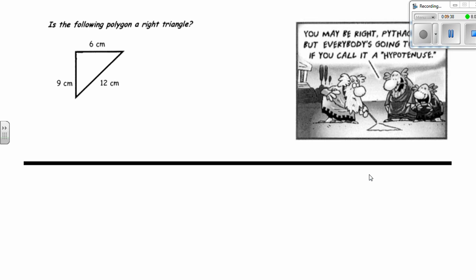So what we're going to do is apply that Pythagorean theorem. So I'm going to write my formula, c squared equals a squared plus b squared. And we're going to take this recipe, if you will, and fill in all the ingredients that we have. So c squared is going to be representing our hypotenuse. And remember, our hypotenuse is going to be the longest side of our triangle. So in this case, it's going to be 12. So I'm going to go ahead and fill that in.